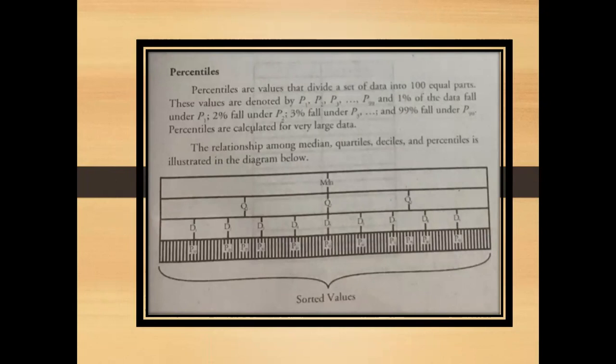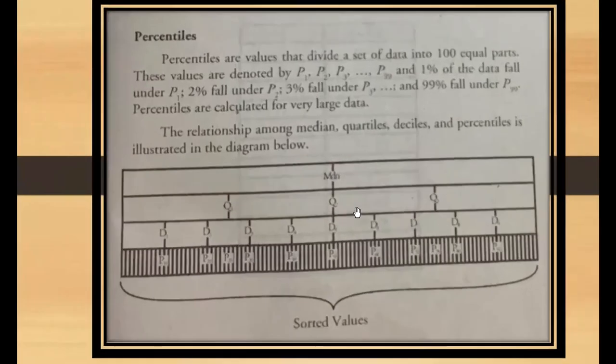So the relationship among median, quartiles, deciles, and percentiles is illustrated in the diagram below. Ayan, so as you can see, ang ating median nga po is second quartile. Ang ating fifth decile is also median, also second quartile. At ang ating 50th percentile is, syempre, median, second quartile, at fifth decile.